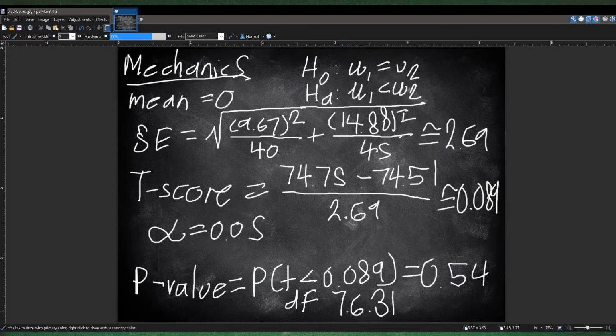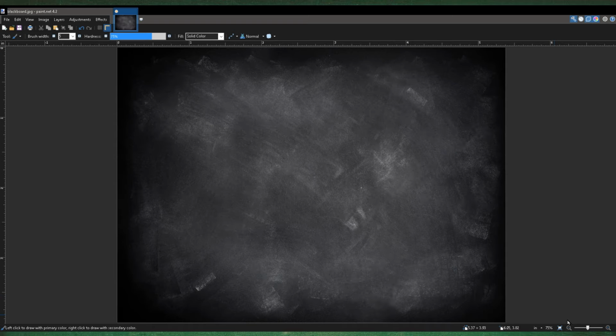I usually write 2 decimals for degrees of freedom for 2 samples, because it's really strange. And then you have mean 1, which is 74.75, mean 2, which is 74.51, right? It's shown right here. Standard deviation 1 is 9.67, and standard deviation 2 is 14.88. Sample size of 1 is 40, and the sample size of student 2 is 45, right? So you have a p-value of 0.54, which is obviously way bigger than 0.05, right? So that's your alpha level.